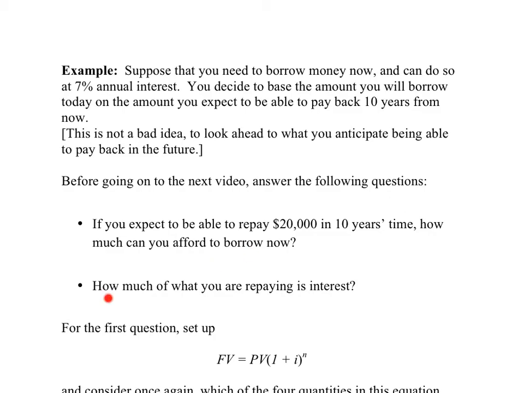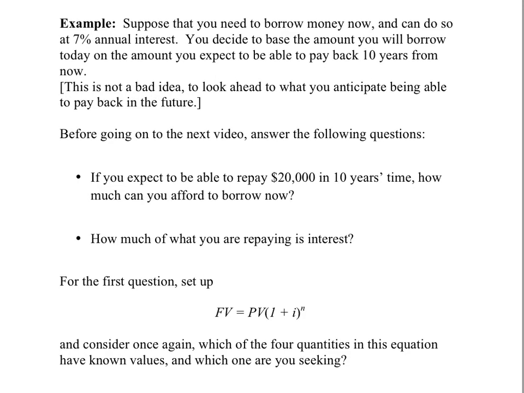Second, the question is how much of what you're repaying, once you pay back that $20,000, how much of what you are repaying is interest? So a hint for the first question is, again, to set up the compound interest formula and consider which of the four quantities in this equation have known values based on the given information in the problem, and which value are you seeking?